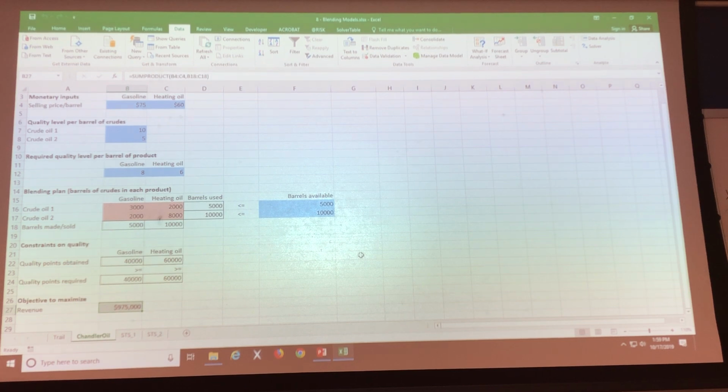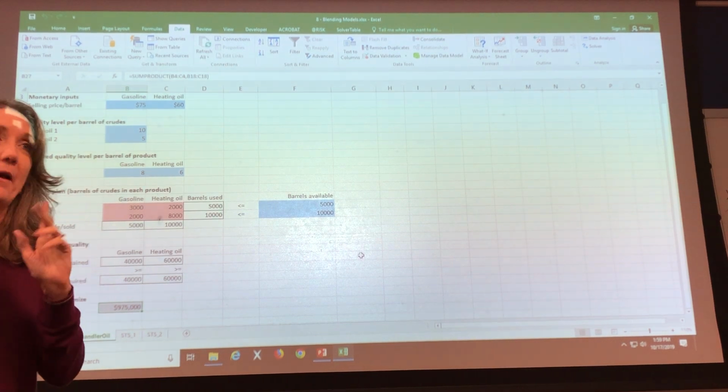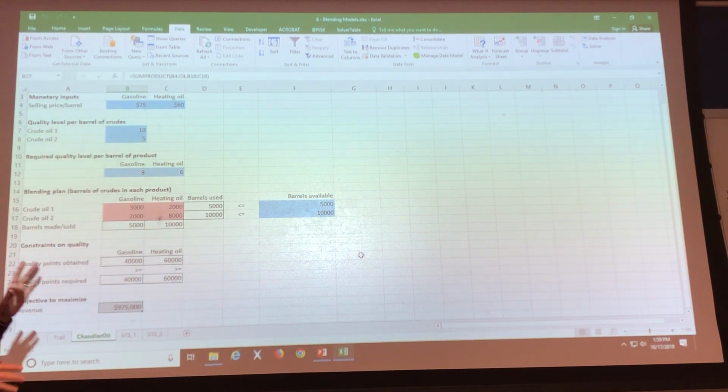This is small enough that when you look at the results, there are some things that should just look right to you. I say that because if they looked wrong, that's when you want to revisit your formulas, your solver setup, and your solver table setup and all that stuff. You should look at this and go, yeah, that's right.